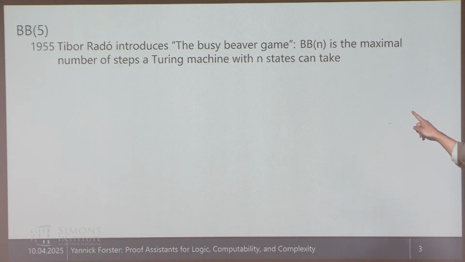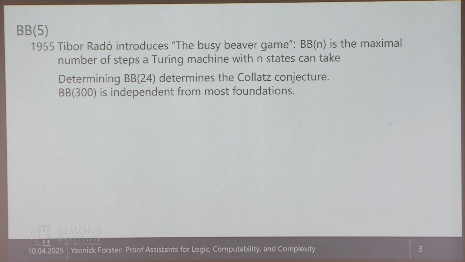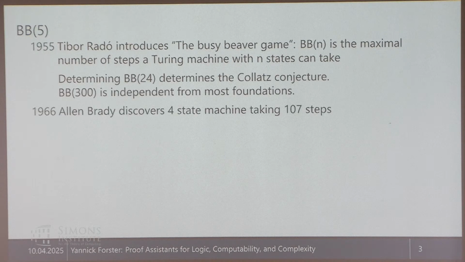So the busy beaver number of n is the maximal number of steps a Turing machine with n states can take. There are only finitely many Turing machines with n states. You can morally execute them all. Some of them will halt. Some of them will not halt, discard them. Some of them will halt. The one which takes the maximum steps when started on the empty tape, let's say, that's the busy beaver number of n.